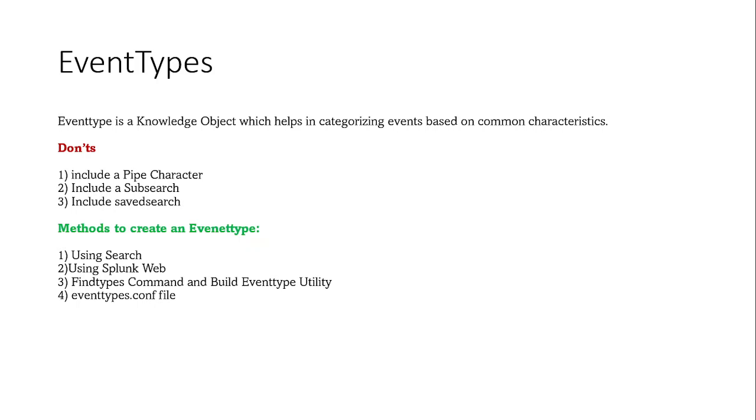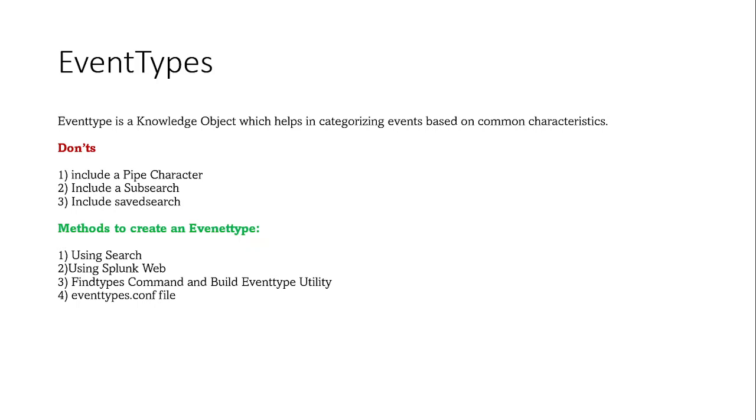Before we learn how to create an event type, we should know the don'ts to follow while creating an event type. There are three don'ts which you have to keep in mind. First, do not include a pipe operator after a simple search. Second, do not include a subsearch. And third, do not include a saved search to reference a saved report.